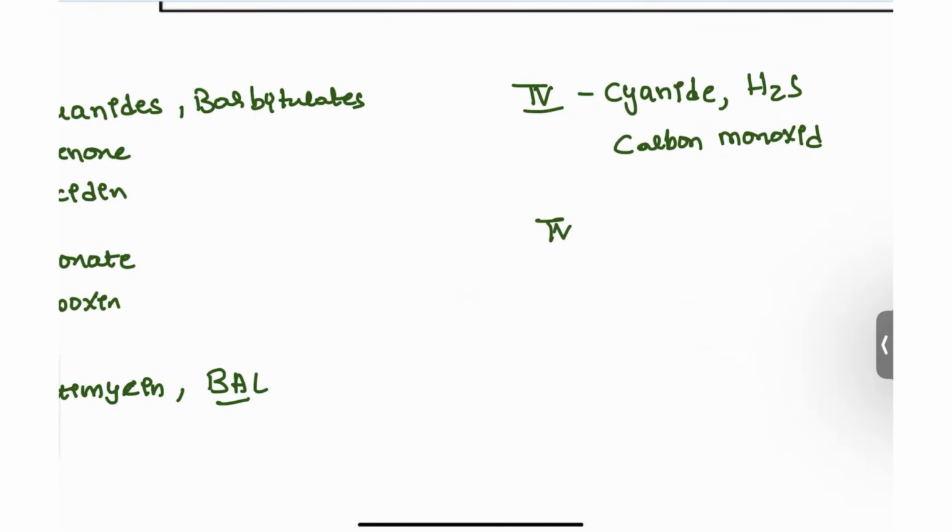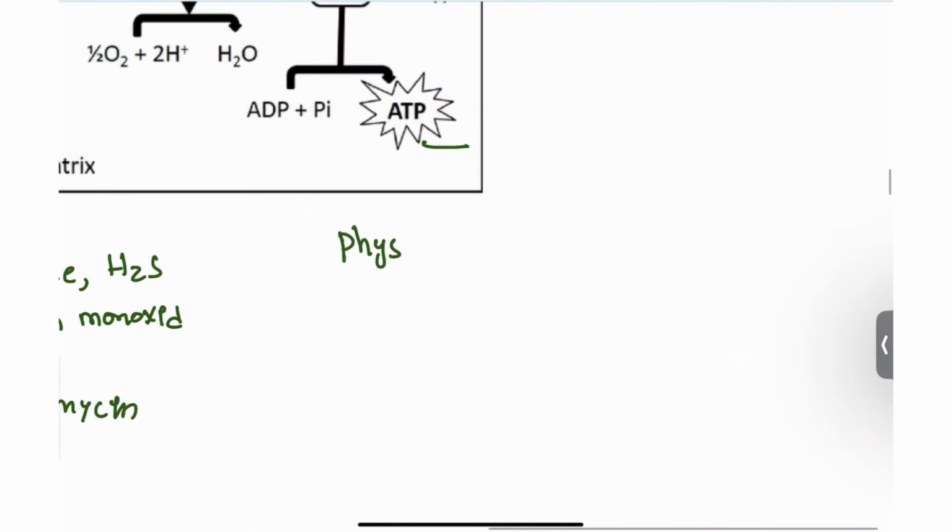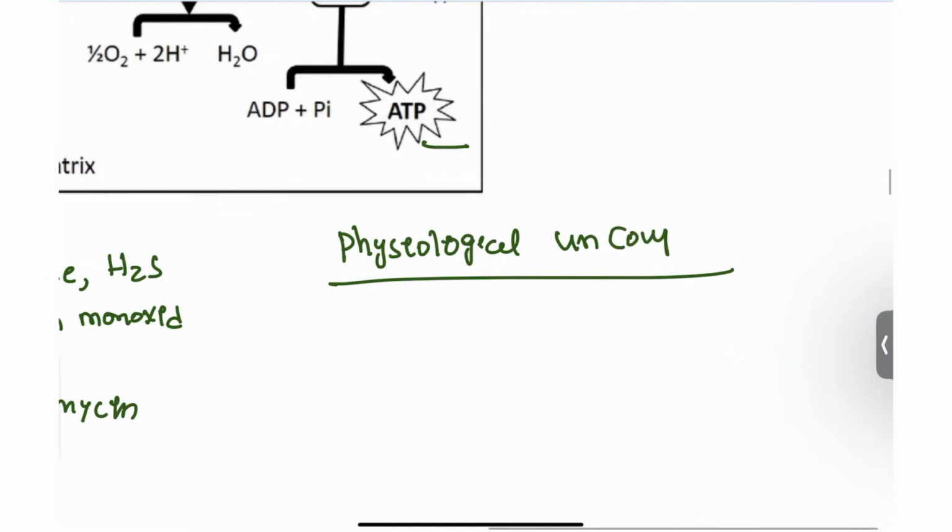And the complex 5, oligomycin. Okay, these inhibitors can also be asked in the examination. Next, another one is also presented. Those are known as physiological uncouplers. What are the physiological uncouplers?